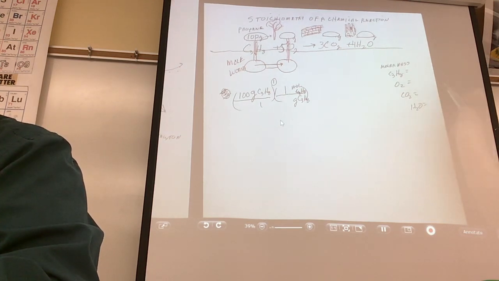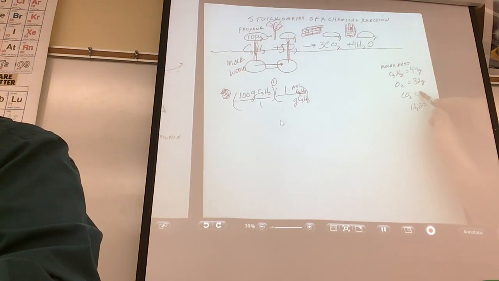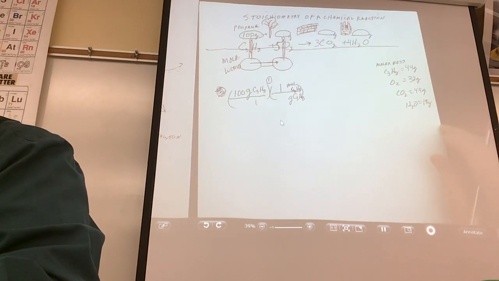Ty, what do you think the molar mass of this guy is? 44. Ooh, how'd you get that? C is 12. That's 36. And 36 and 8 is what? That was fast and very good. All right, let's go down the road. Elizabeth, molar mass of O2. 32. Nice. All right, CO2. Danielle. 44. That's a coincidence. And water? 18. You guys are getting so good. You're becoming chemistry students.